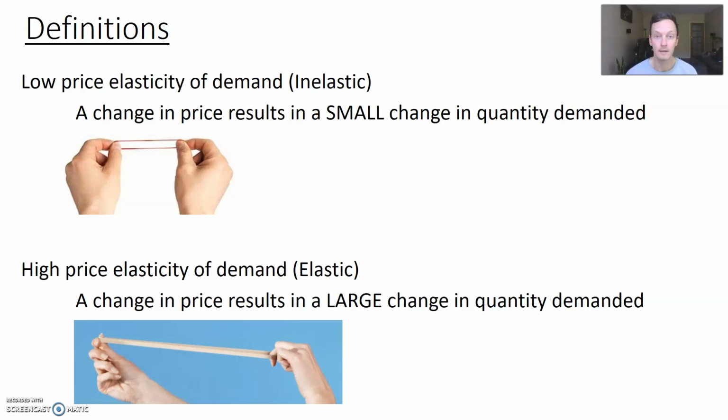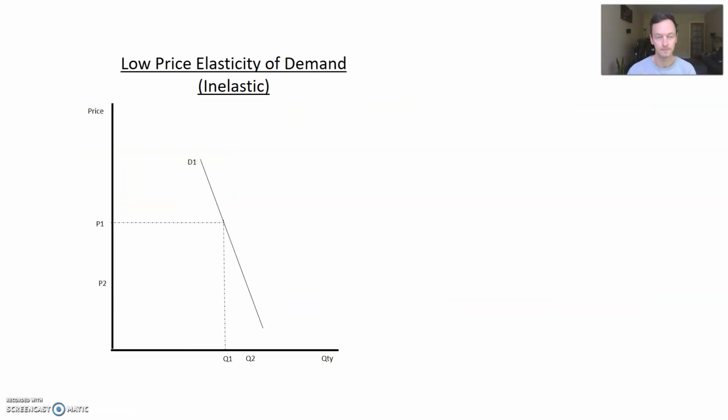Then we have a high price elasticity of demand, or an elastic demand. And here again, using our rubber band analogy, when there is a change in price for a particular market, there is a big change in quantity demanded. So let's get into that in a little more detail.